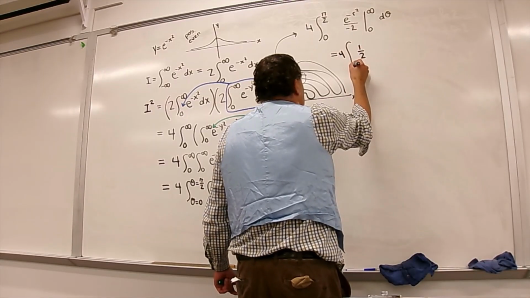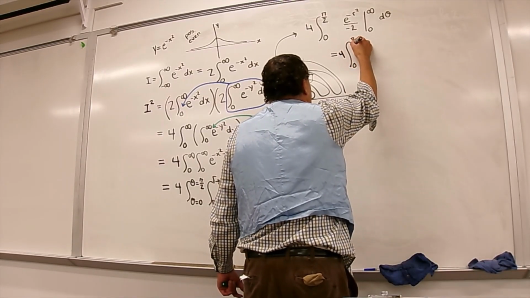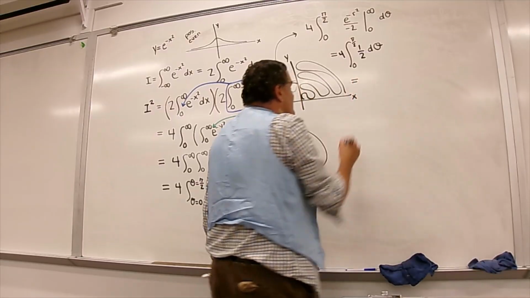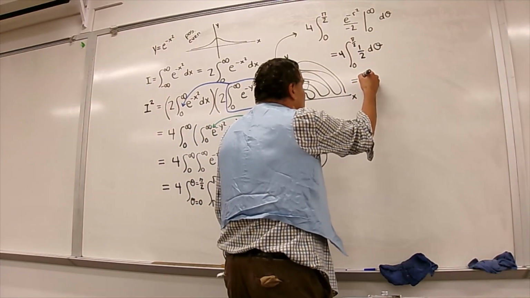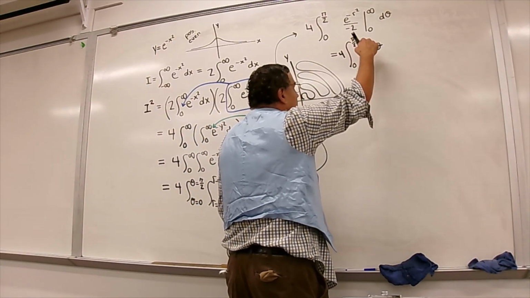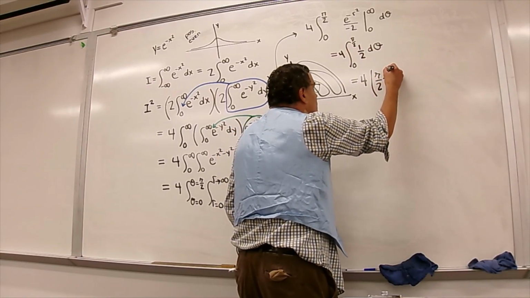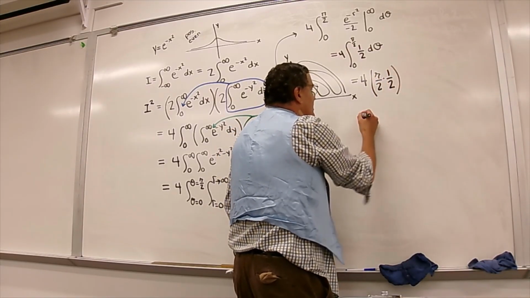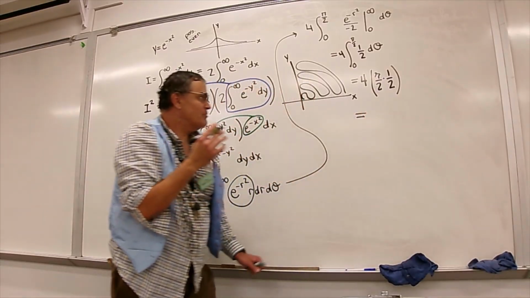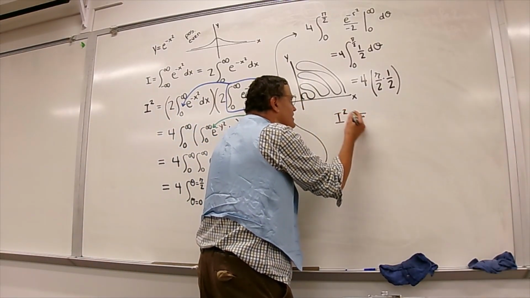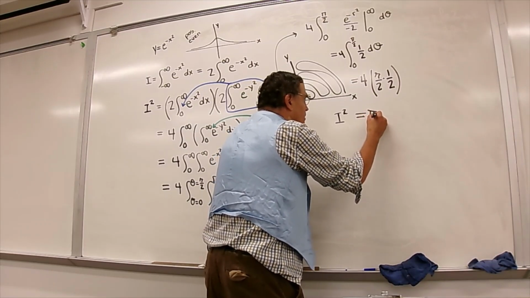4 times the integral 0 to pi halves of the constant 1/2 d theta. Well, you can easily see that that's going to be 1/2 times pi halves. So pi halves times 1/2. Well, after everything's reduced, you end up getting I squared equals pi.